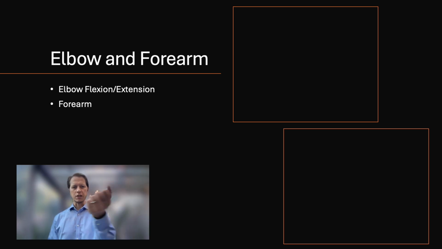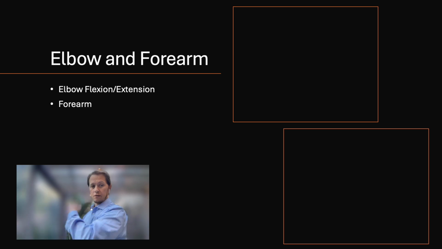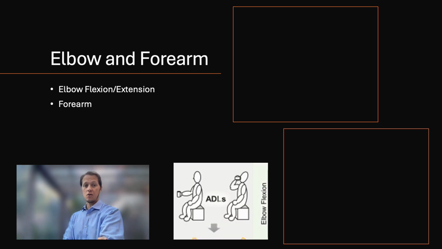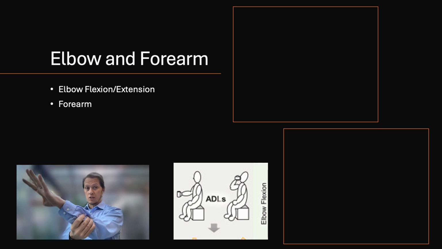So the elbow is a little bit tricky. Most people think of all these different motions as the elbow, but your elbow really only does one thing. It's a hinge joint. It goes into flexion and extension. That's all it does, right? When you are bringing a cup or a spoon to your face, you're flexing your elbow and extending your elbow. That's all your elbow does. The forearm right here does those other motions.